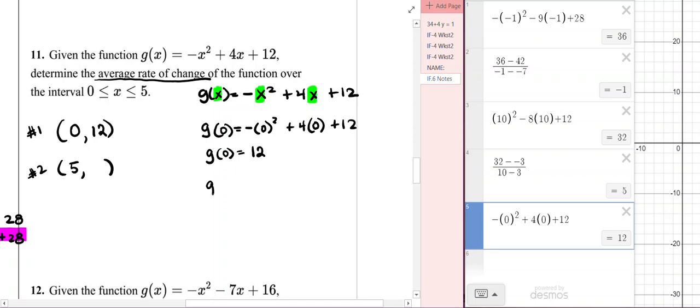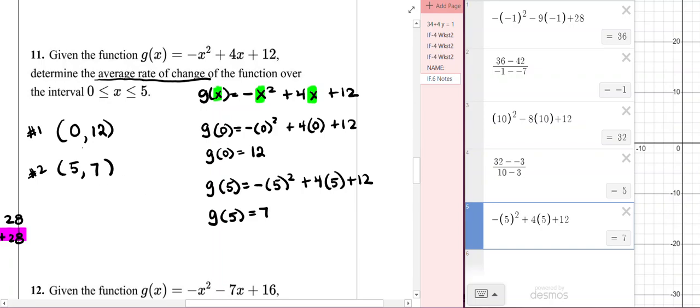Right. Now we need to find g of 5. Same deal, wherever we see the x, we're going to substitute in a 5. This is negative 5 squared plus 4 times 5 plus 12. And then over here, all we're going to do is change the previous number. So instead of 0, we'll have a 5. Instead of 0, we'll have a 5. And this one gives us 7. So g of 5 equals 7. 5 is paired to 7.